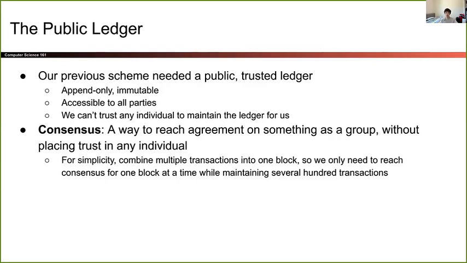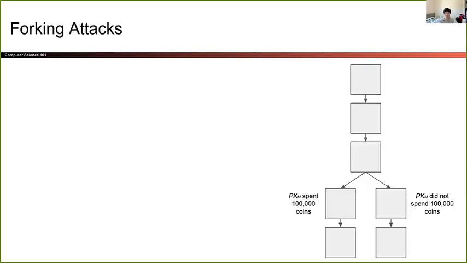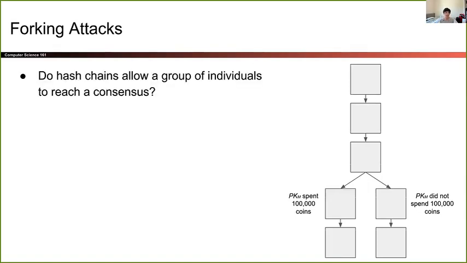From now on, we're just going to say that multiple transactions can be put into one block. So we only need to reach consensus for one block at a time, but that block contains several hundred transactions so that we can maintain some sort of efficiency. But we're only going to come to a consensus on blocks every once in a while. Okay, so let's talk about forking attacks. I guess this diagram over here reveals the answer already, but do hash chains allow a group of individuals to reach a consensus?